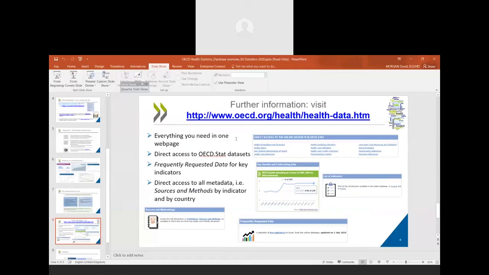So to finish up with just an overview, really, of where you can visit to get more information about everything you need about OECD health statistics, and allows you to get direct access to the OECD.stat dataset. There's also the area for getting some of the key indicators in an easy, readily form. And very importantly, for users who are analyzing this data in detail, there's direct access to all the methodological data which explains any resources and methodology behind the data that we display.